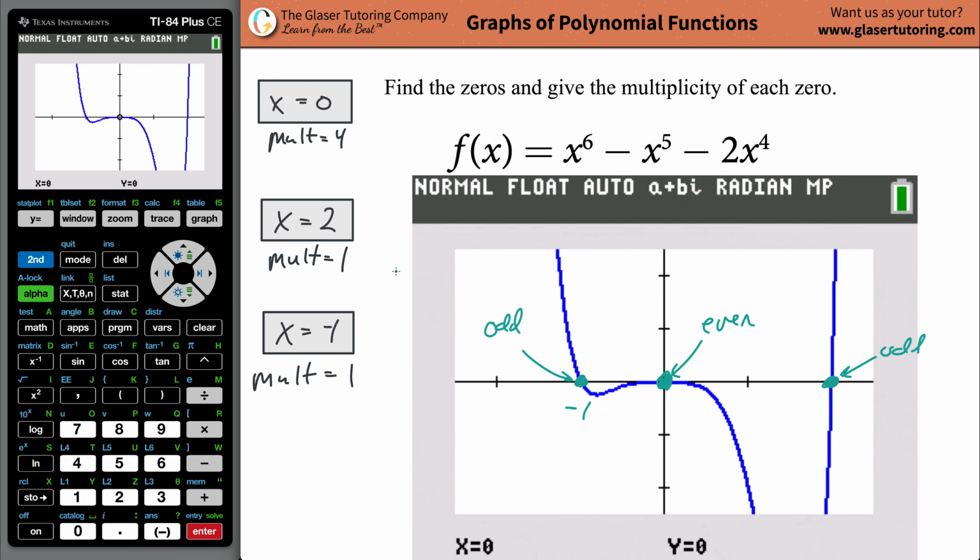Now, if you want to understand why certain multiplicities give certain behaviors, well, guess what? I got a video on that. Check out the link in the description below. All right, if you're curious, I highly suggest you take a look at it. But yeah, that's all there is to it. So hopefully that makes sense.